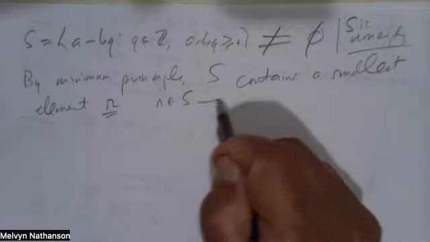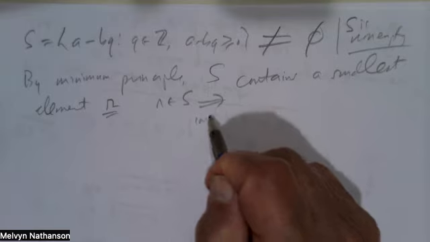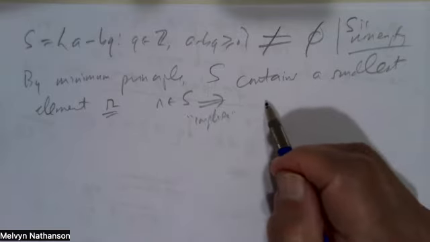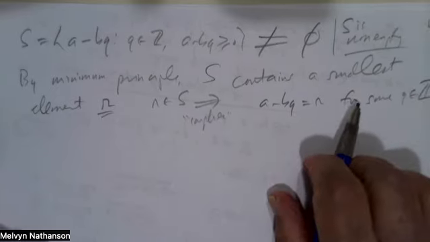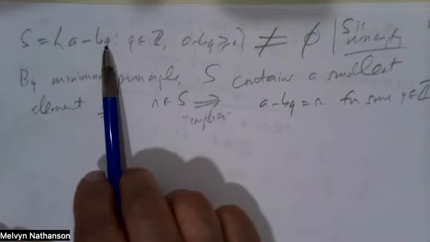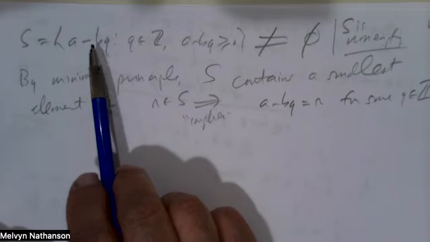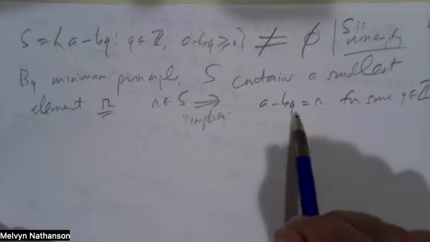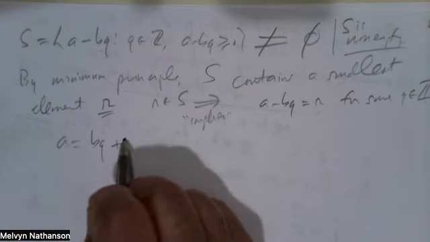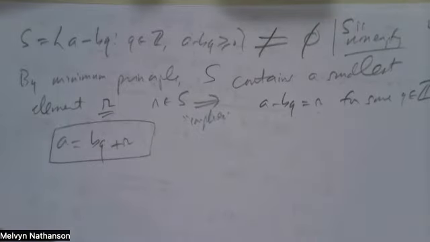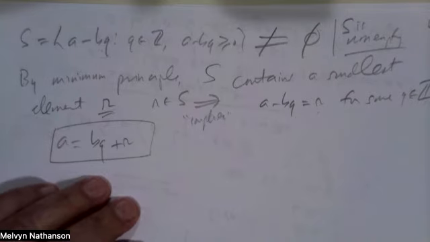So R is in S, which implies, that symbol means implies, A minus BQ equals R for some integer Q. Because everything in S is of the form A minus BQ, we call the smallest number in this set R. So R is A minus BQ for some Q. So if I just take the BQ from the left to the right-hand side of this equation, A is BQ plus R. So I have a representation of A in the form BQ plus R of the kind that I was looking for.